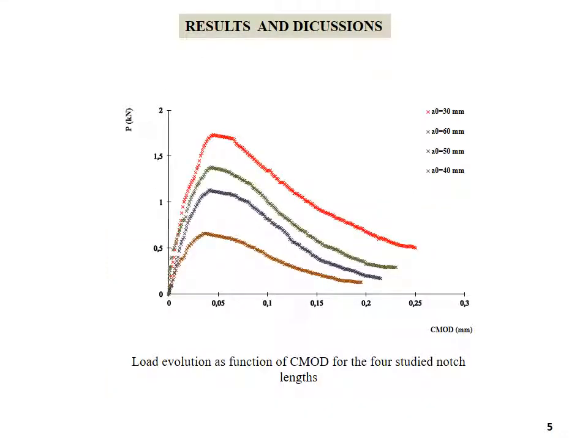This figure shows the load evolution as a function of the CMOD for 4 different notch lengths. Each of these curves begins with an elastic linear part, followed by a continuous departure of the real curve from the ideal line of load displacement.